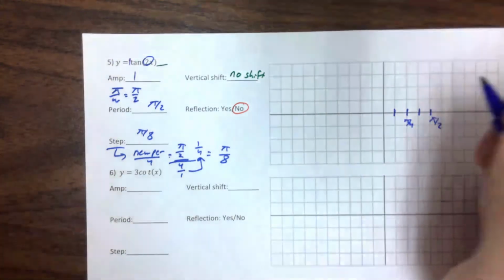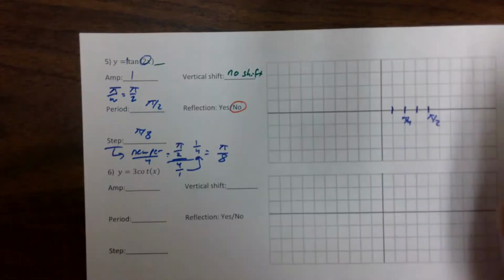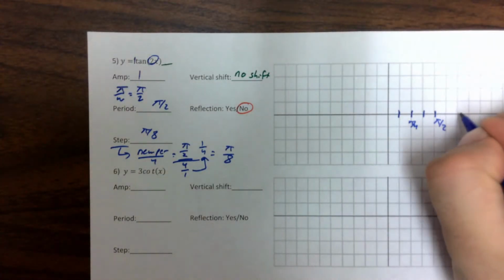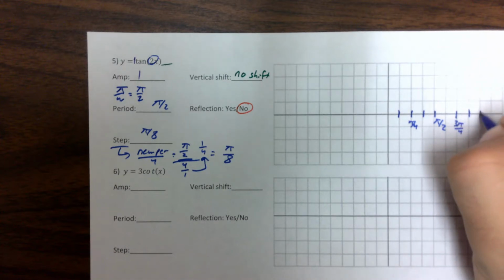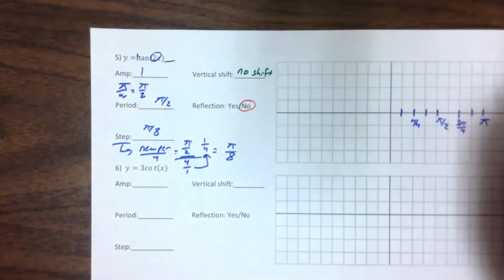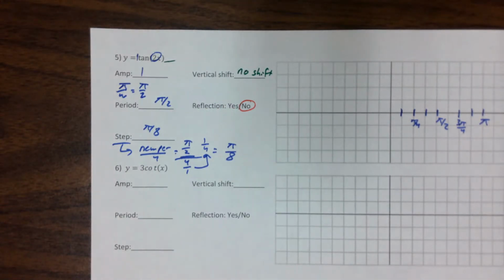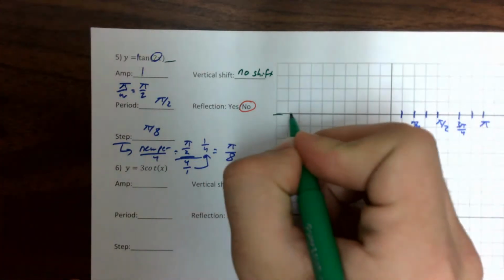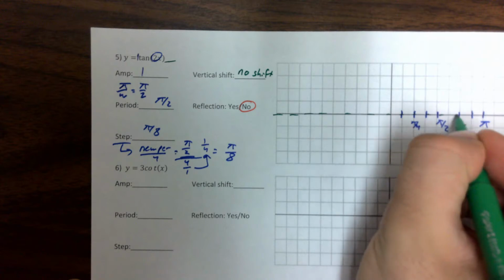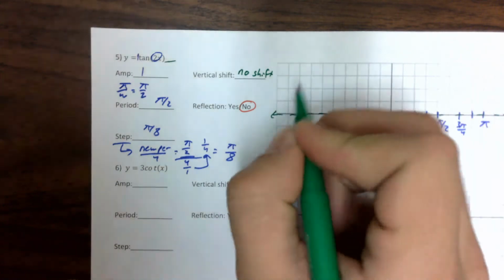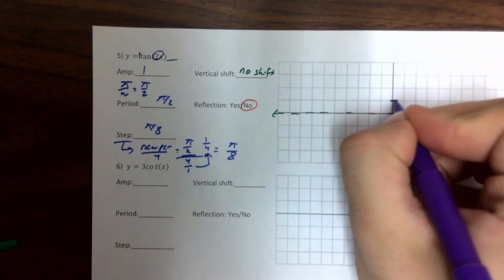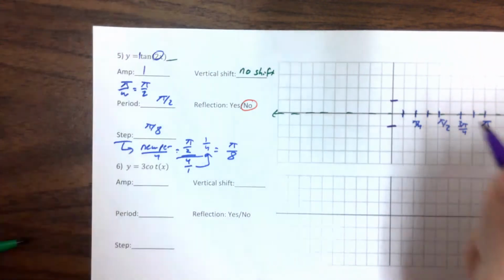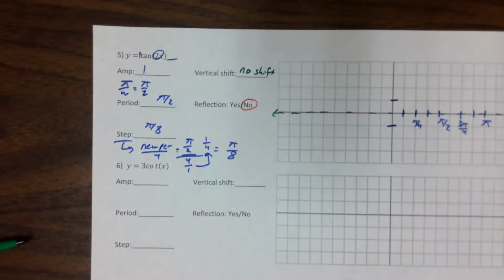Just want to give myself a little bit of space, and I'm going to keep going this way. Then the next one would be 3 pi over 4, and then it's going to be pi. I have no amplitude change, or sorry, no midline change, so my midline is still going to be at 0. Amplitude is going to go up to 1 and negative 1.